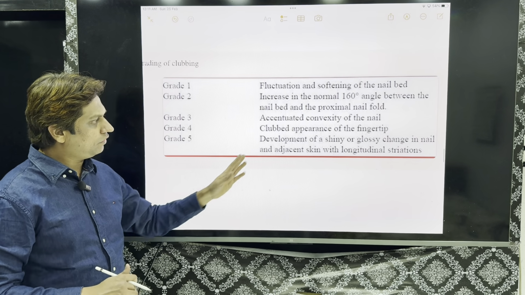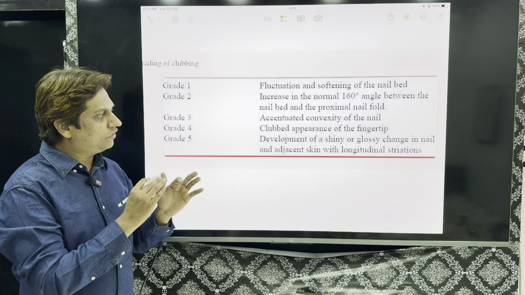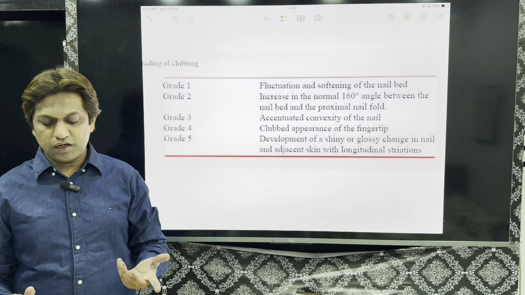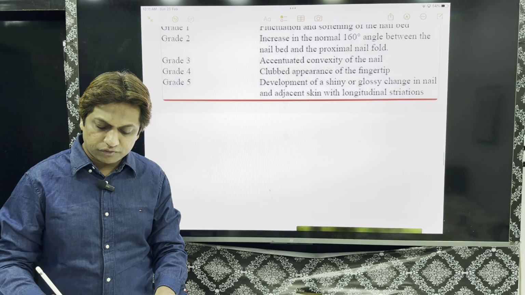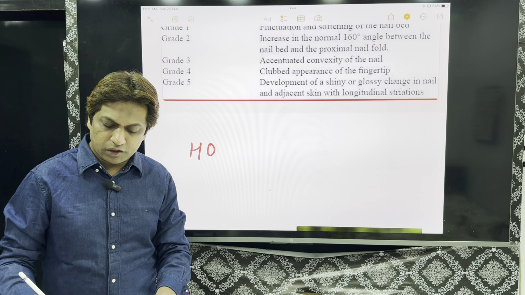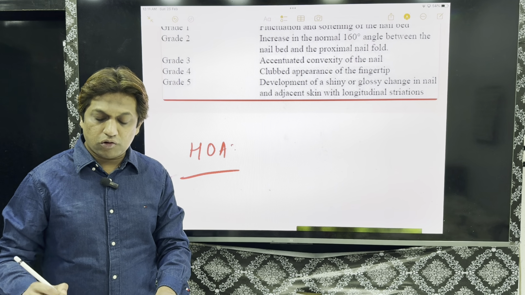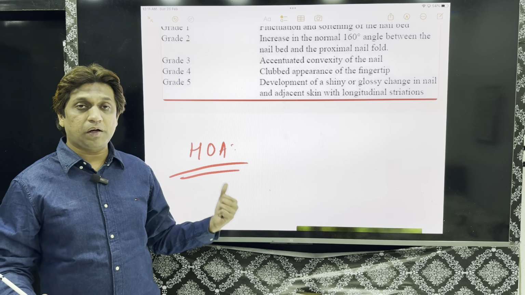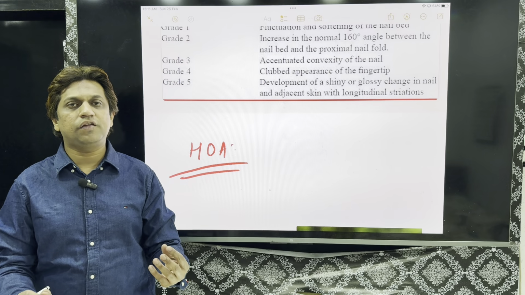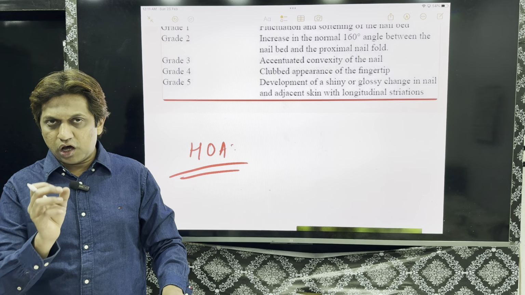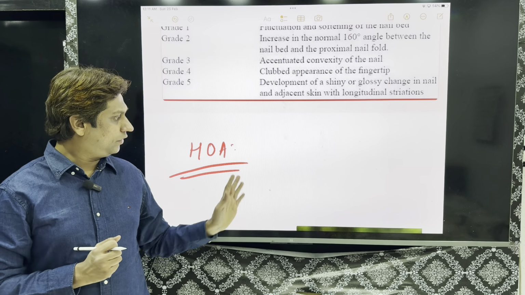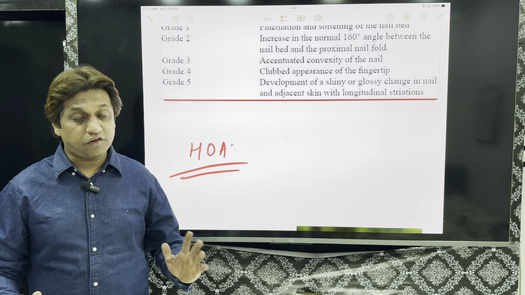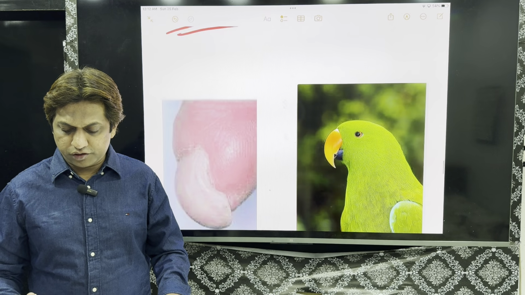And grade 5 is development of shiny or glossy changes in the nail and the adjacent skin with longitudinal striations. If you see that, that is grade 5. Sometimes even this grade 5 is associated with the condition hypertrophic osteoarthropathy, HOA. Earlier it was also known as associated with pulmonary disorders. Usually periostitis of the tubular long bones is seen. We will discuss this condition some other time. Right now, just remember it is strongly associated with clubbing.